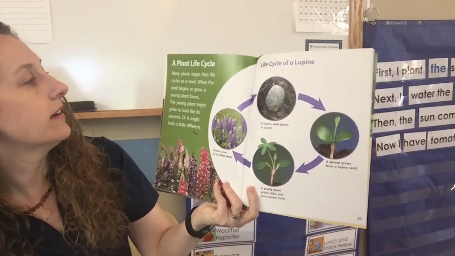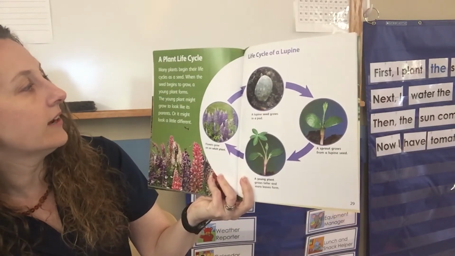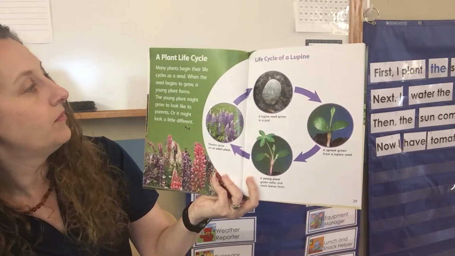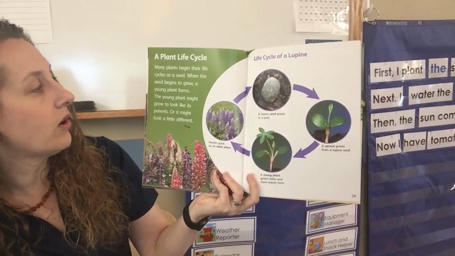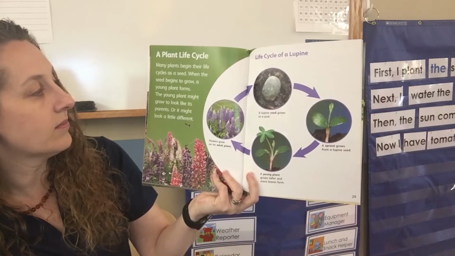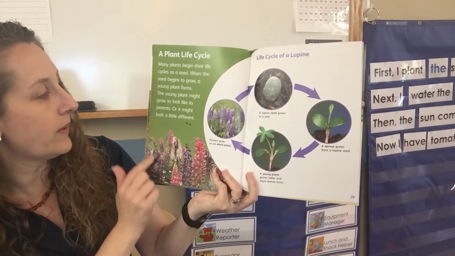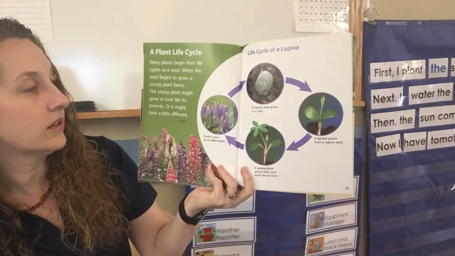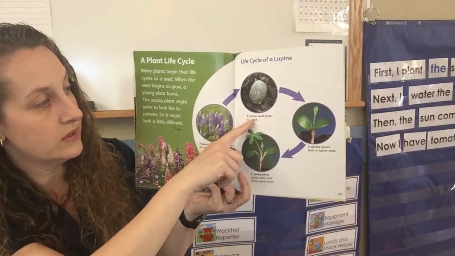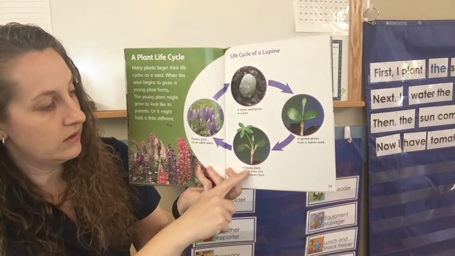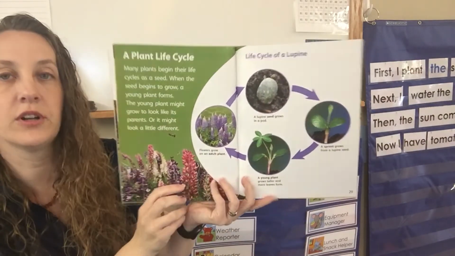A plant life cycle. Many plants begin their life cycles as seeds. When the seed begins to grow, a young plant forms. The young plant might grow to look like its parents, or it might look a little different. So, seeds, small sprout, young plant, and then full flowers.